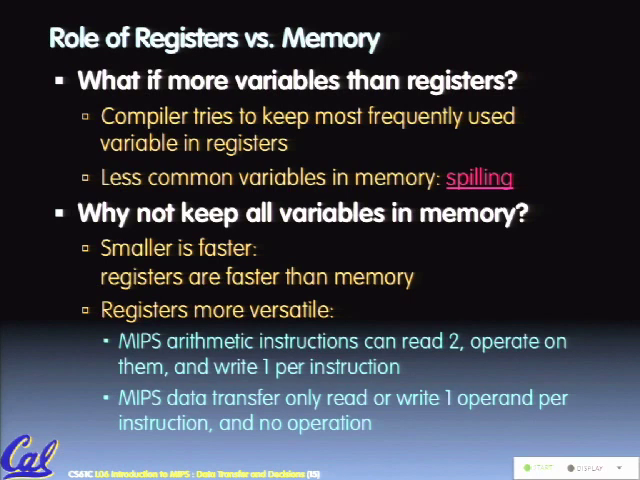Other things? Yes? The word size for MIPS machines is always 4 bytes. Word size has varied historically, but for us in this class and for MIPS machines, always 4 bytes. Okay? Yes, question?